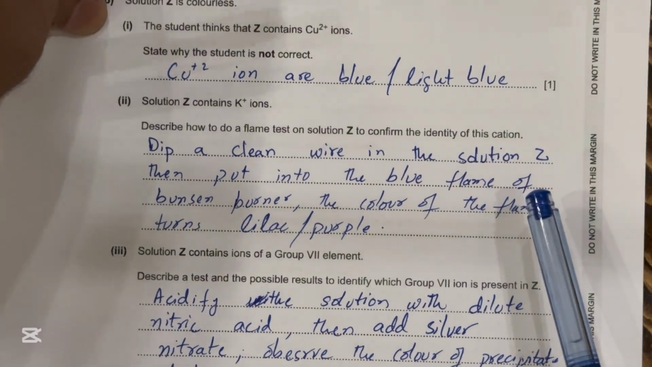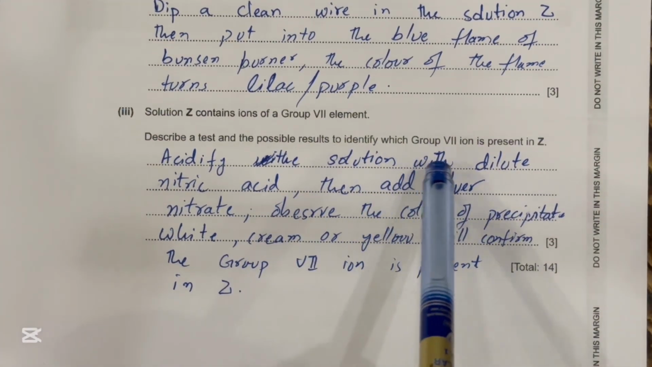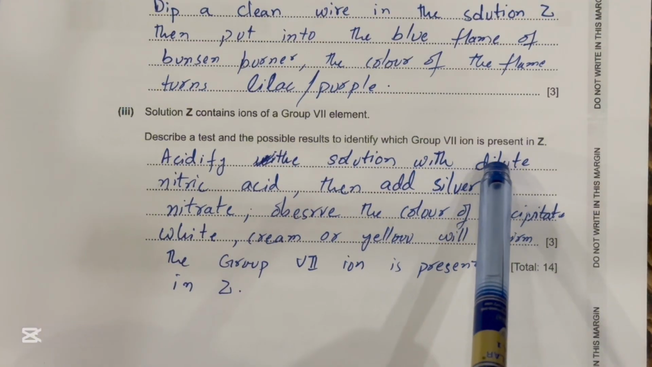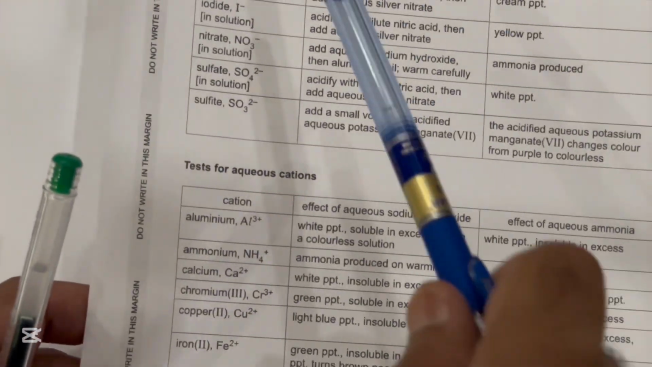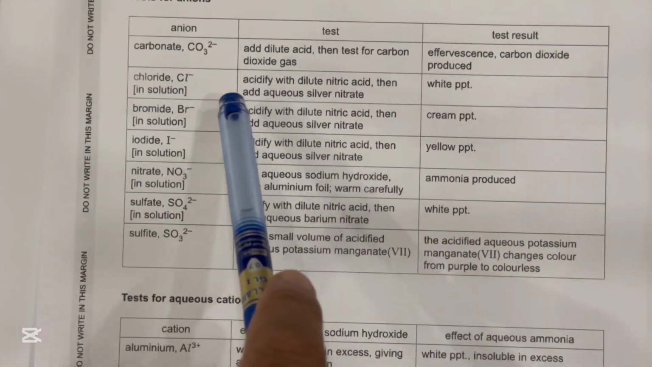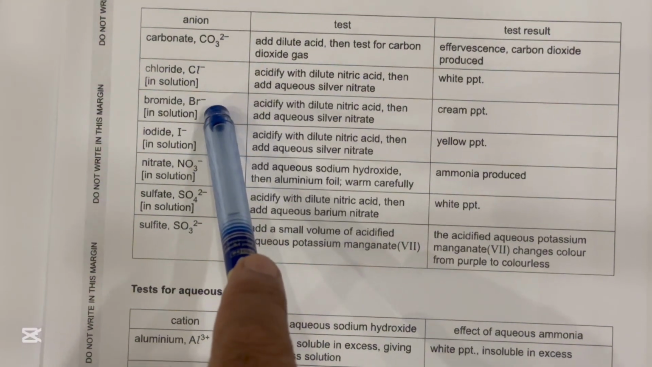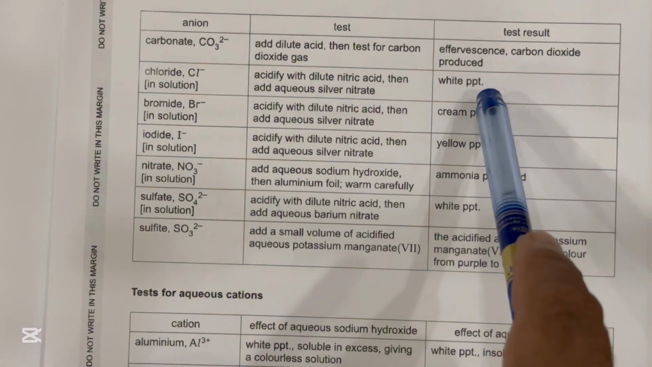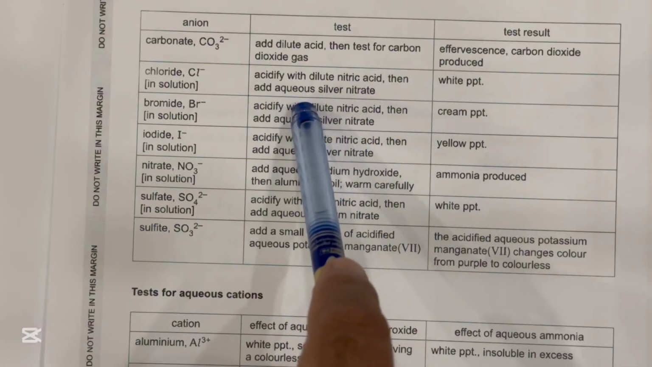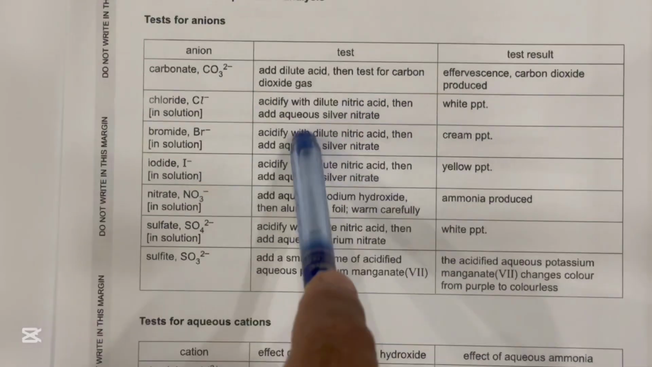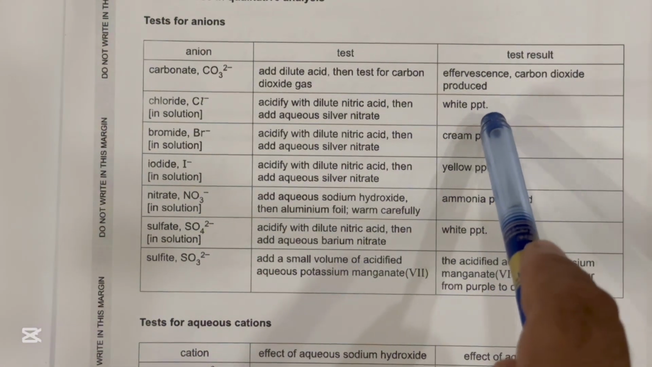Next part. Solution Z contains ions of a group 7 element. Describe a test and the possible results to identify which group 7 ion is present in Z. First you need to find the table of anions. Over here you need to look at the group 7 elements, chlorine, bromine or iodine, which form white, cream and yellow precipitates when acidified with dilute nitric acid and then silver nitrate. All these three tests are the same for group 7 elements, but their results are white, cream or yellow.